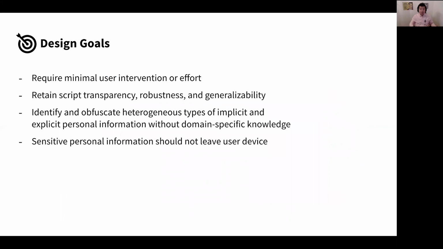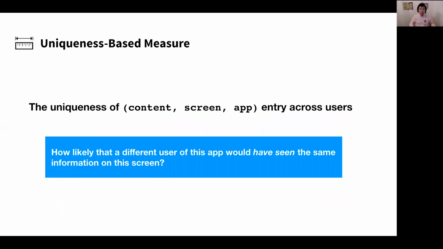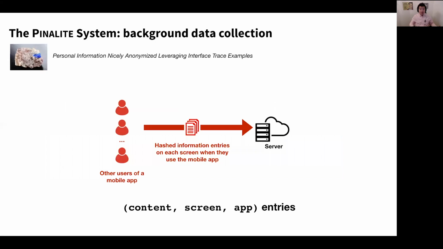Based on the insights, we identified these four design goals for our system. And we came up with the uniqueness-based measure to identify likely personal information. The formal definition can be found in the paper, but the high-level idea is how likely that a different user of this app would have seen the same information on this screen. For example, if it's an account number, likely there's only one user who has ever seen it in the My Account page of an app.